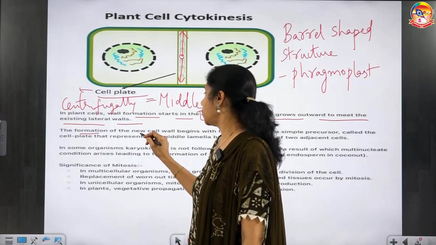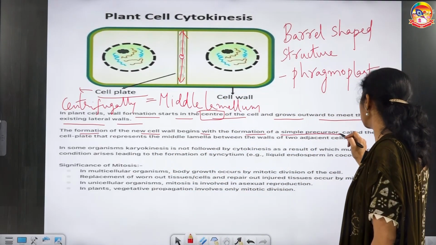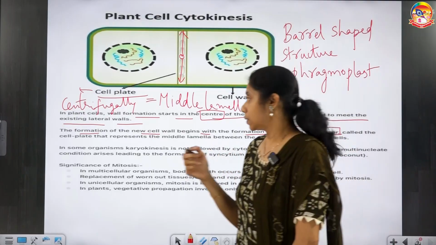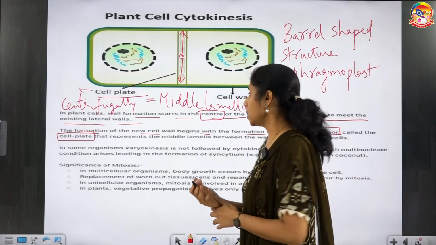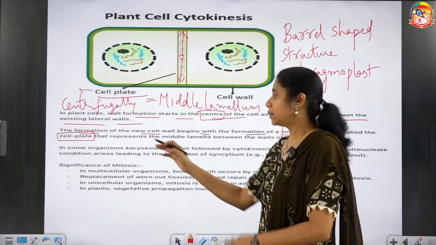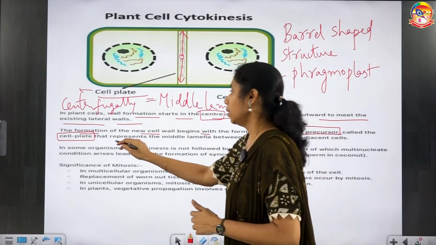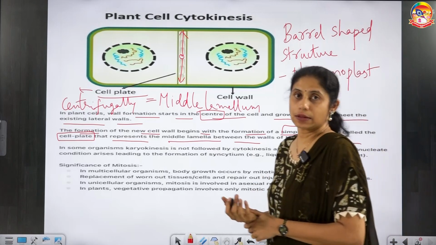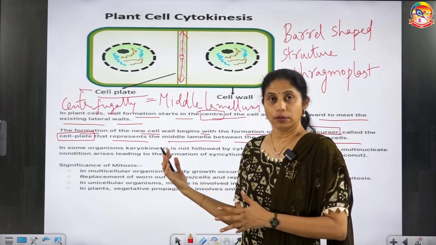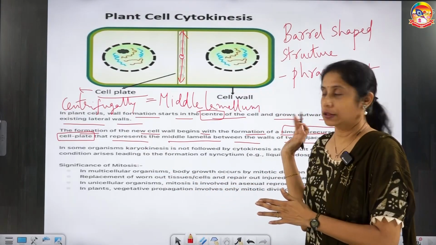The formation of the new cell wall begins with the formation of a simple precursor, that is called the cell plate. What is the precursor of the new cell wall? Cell plate. First it will start with the formation of the cell plate. That represents the middle lamella between the walls of the adjacent cells. So that will be forming the middle lamella, and that represents the cell wall part.